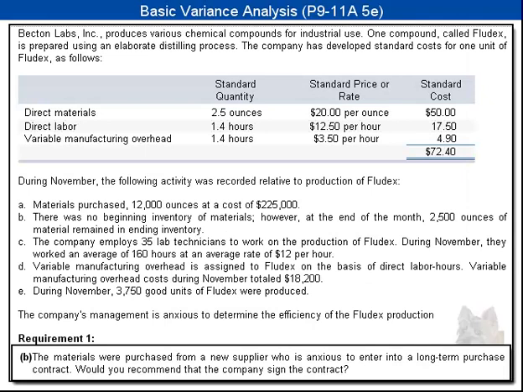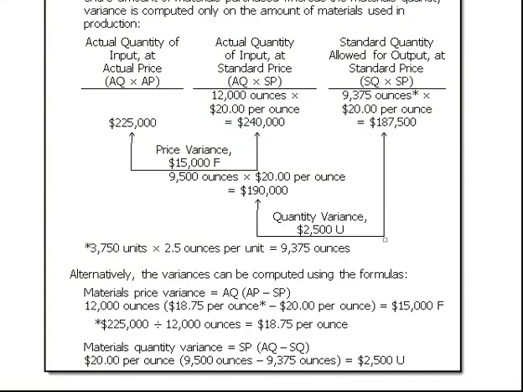Okay, now I've put requirement B down in this little box here. And requirement B says the materials were purchased from a new supplier who is anxious to enter into a long-term purchase contract. Would you recommend the company sign the contract? Let's take a look at the solution so we can answer that. Okay, here's the solution again.